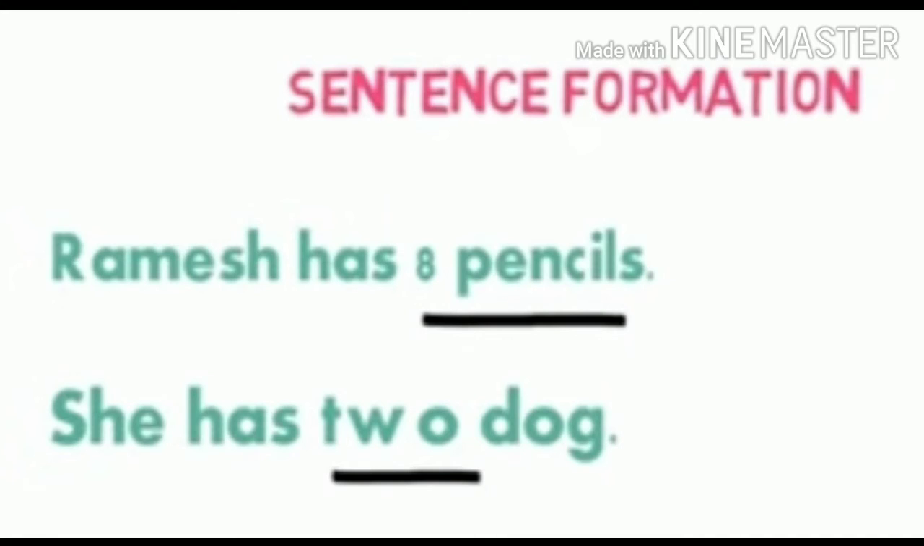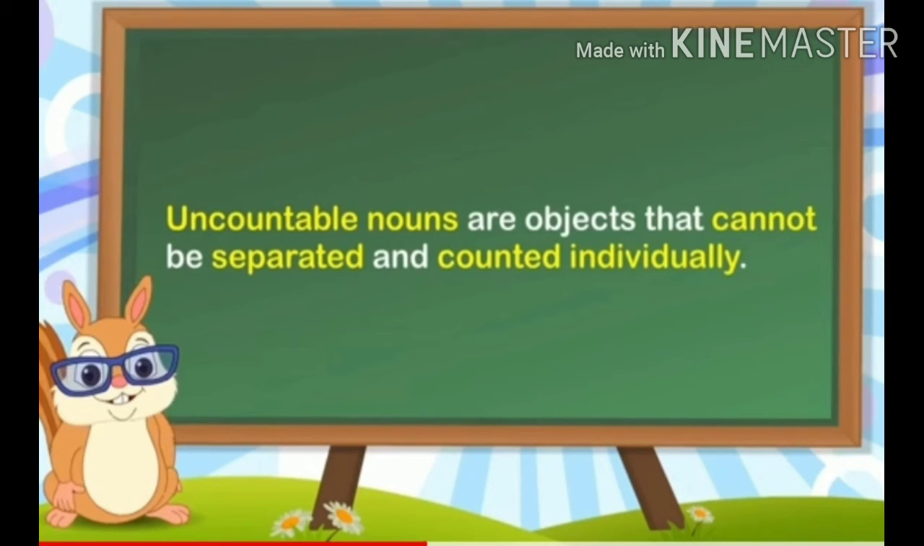Now we'll see our remaining part, that is uncountable nouns. What is meant by uncountable nouns? See here, uncountable nouns are objects that cannot be separated and counted individually. It means nouns that you cannot count are called uncountable nouns. So here you have to see the example, so you can easily identify what is meant by an uncountable noun.